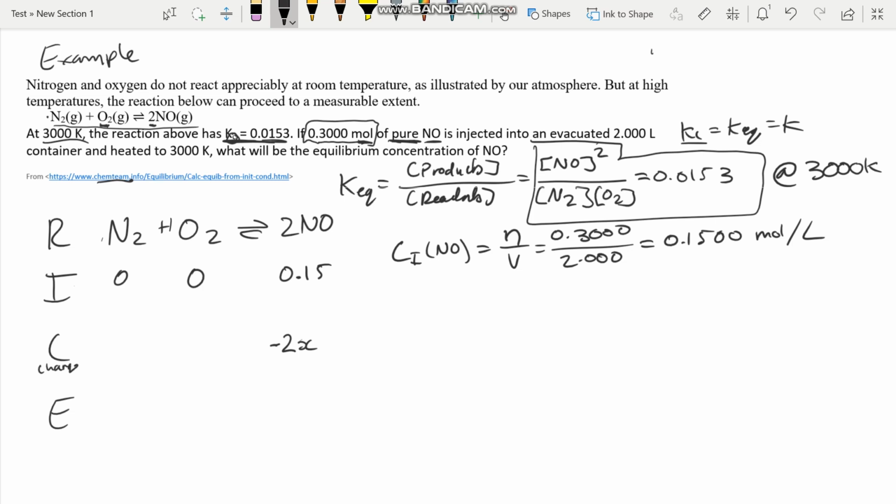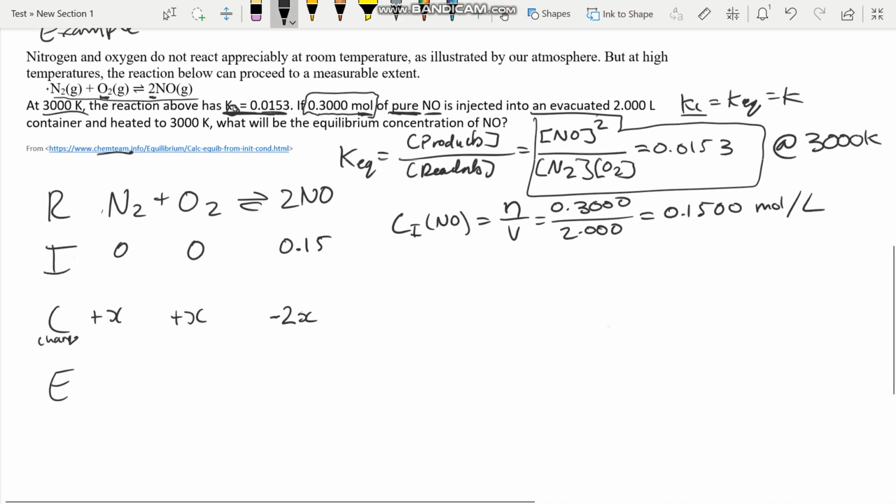Now this has got an imaginary 1 here and an imaginary 1 here. So as this decreases by negative 2x, these will both increase because they're being made, by plus x. If this was a 2 instead of a 1, it would be plus 2x, but it's not, it's a 1. So we're just going to do plus x. Okay, so this is our change. Plus x for this one, plus x for this one, minus 2x for this one.